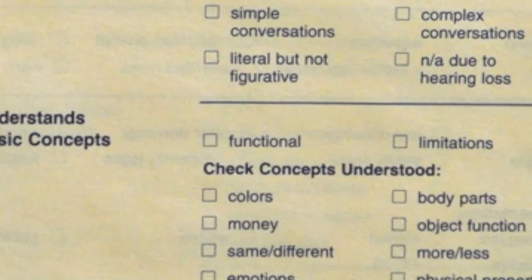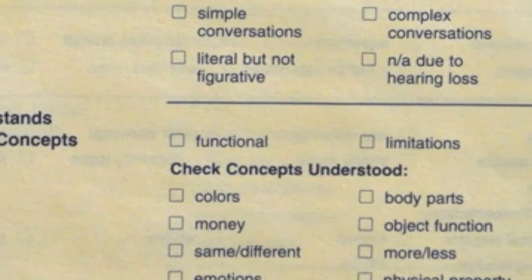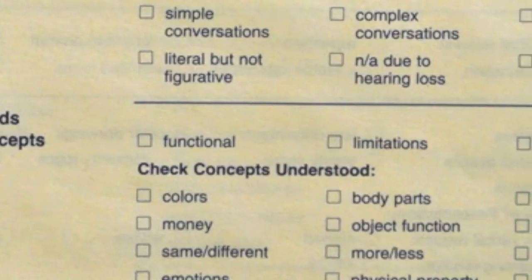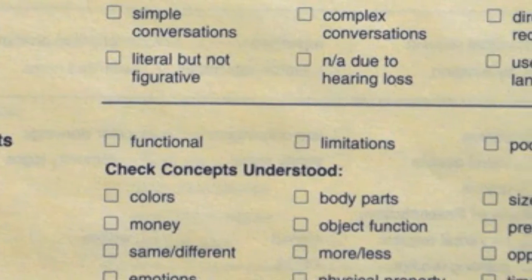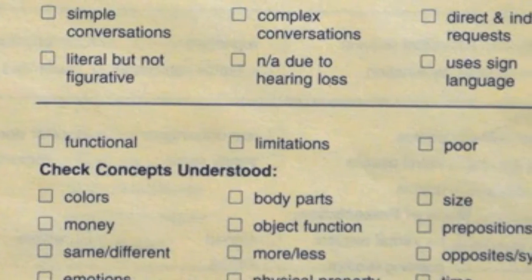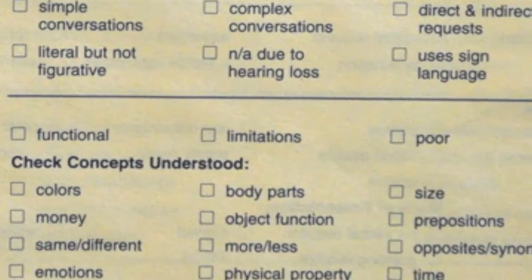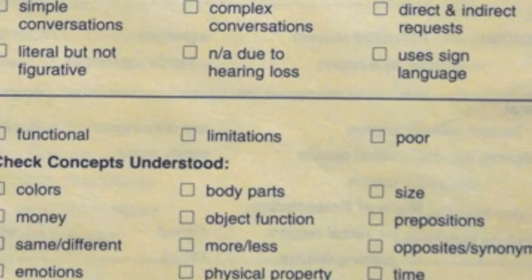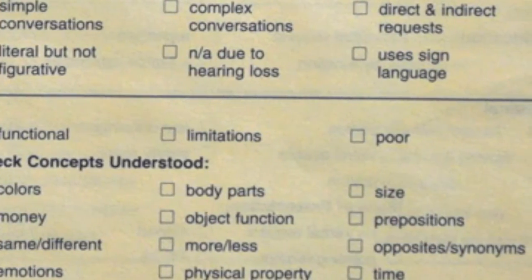For limitations, the client must comprehend between 4 and 11, 25% to 69% of the categories listed, certainly aware of some concepts with deficits for others, if 7 years of age or older. For poor, the client must comprehend less than 25% of the categories, 3 or fewer, if 7 years of age or older.